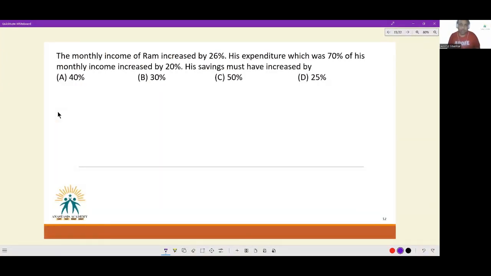Next question. The monthly income of Ram increased by 26%. His expenditure, which was 70% of his monthly income, increased by 20%. His savings must have increased by. The wonderful idea of expenditure plus saving is equal to income. So initially, let his income be 100. Later, the monthly income of Ram increased by 26%. So his later income has become 126.